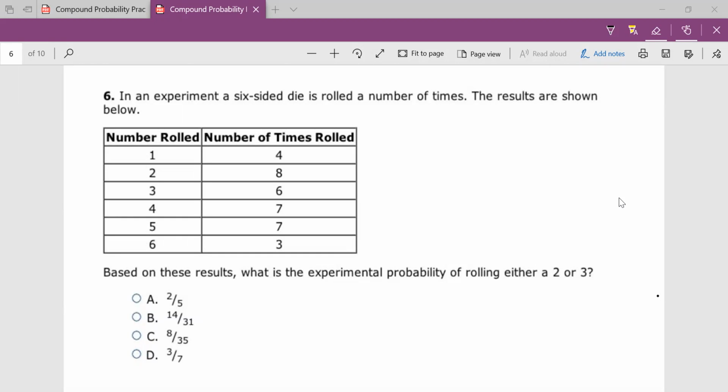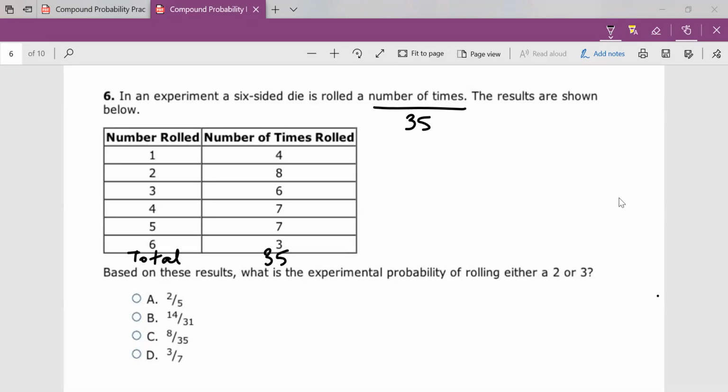Well, if we look at this, it only says it's rolled a number of times, and we don't know how many times that is. So we need to total that up. So let's add these up. 4, 8, that's 6, that's 18. Plus 7 plus 3. So that is a total of, if I'm not mistaken, 35. I'm just going to write total over here to give it a title. So the total amount of times that this 6-sided die was actually rolled is 35 times.